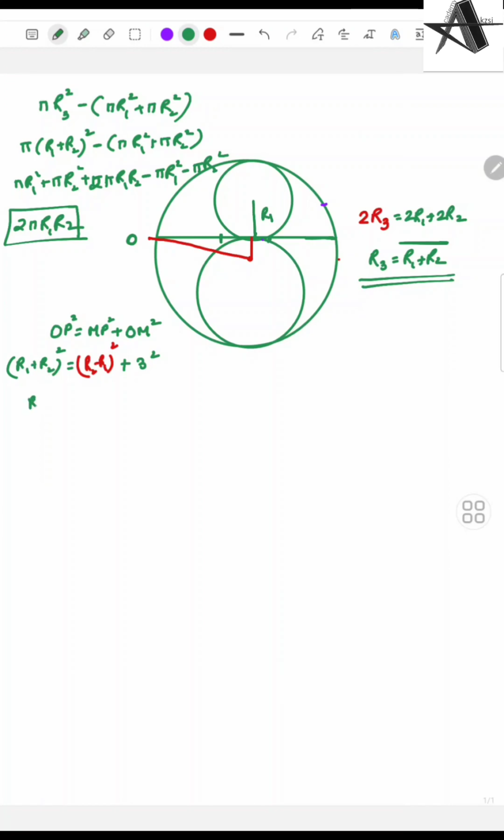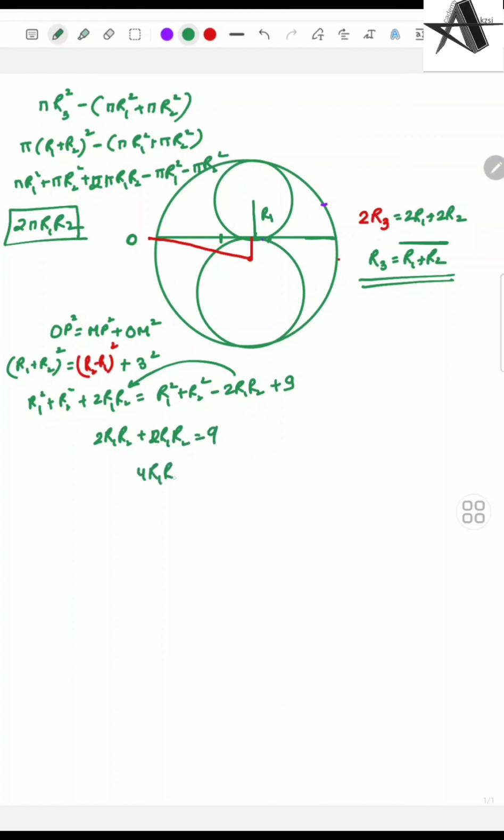Now just expand this one. We'll get R1 squared plus R2 squared plus 2 R1 R2 equals R1 squared plus R2 squared minus 2 R1 R2 plus 9. So cancel out R1 squared and R2 squared. Then 2 R1 R2 plus 2 R1 R2 equals 9. 4 R1 R2 equals 9. R1 R2 equals 9 over 4.